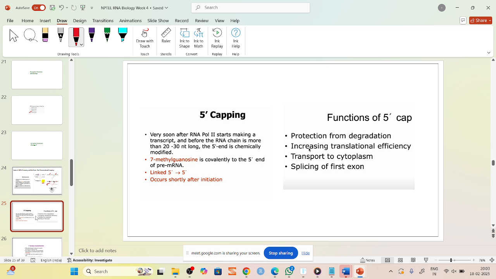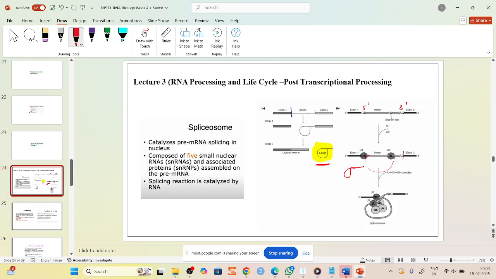So this is how splicing takes place. There are three post-transcriptional modifications: 5' capping, 3' poly A tailing, and splicing. And what is the order? First your 5' capping occurs, then your 3' poly A tailing occurs, and then your splicing occurs. This is the sequence. This is first, this is second, and this is third.